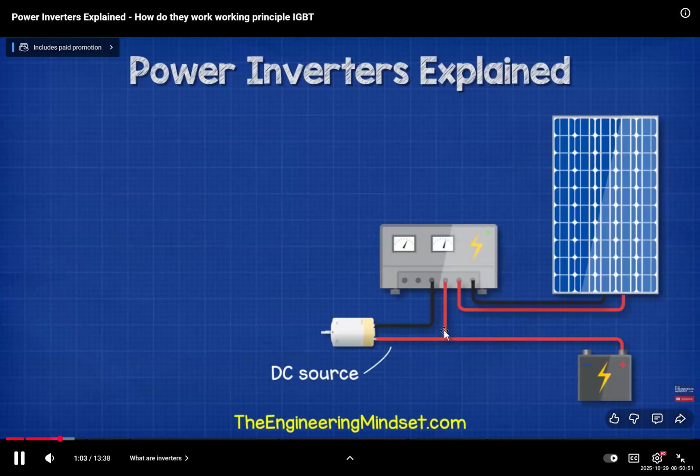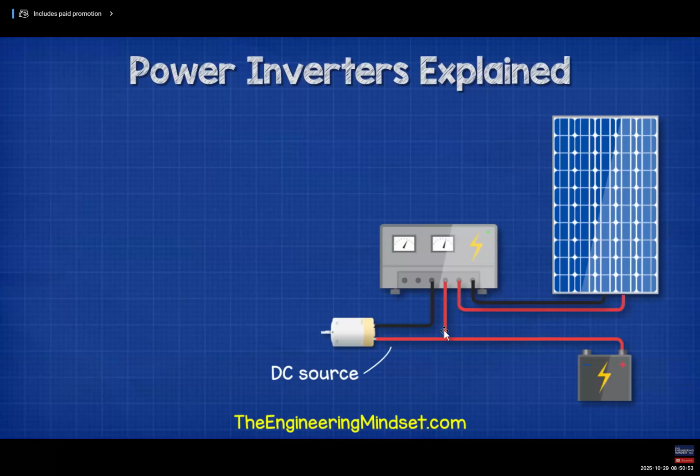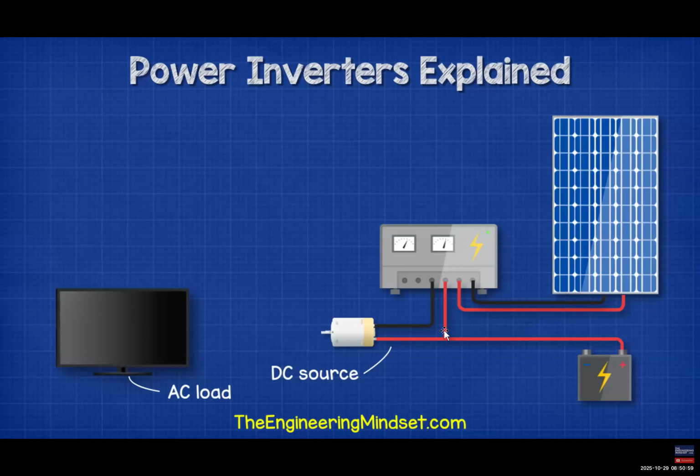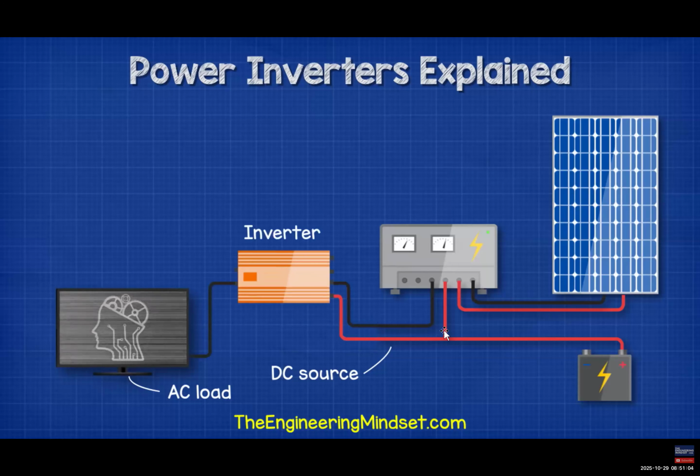However, electricity produced by things such as solar panels and batteries produce DC electricity. So, if we want to power our electrical devices from renewable sources, battery banks, or even our car, then we need to convert DC electricity into AC electricity, and we do that with an inverter.